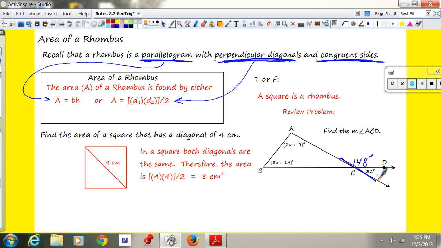That's what I meant to say. I messed up and I put find angle ACD. I meant to say solve for x. What would you have to do to solve for x?